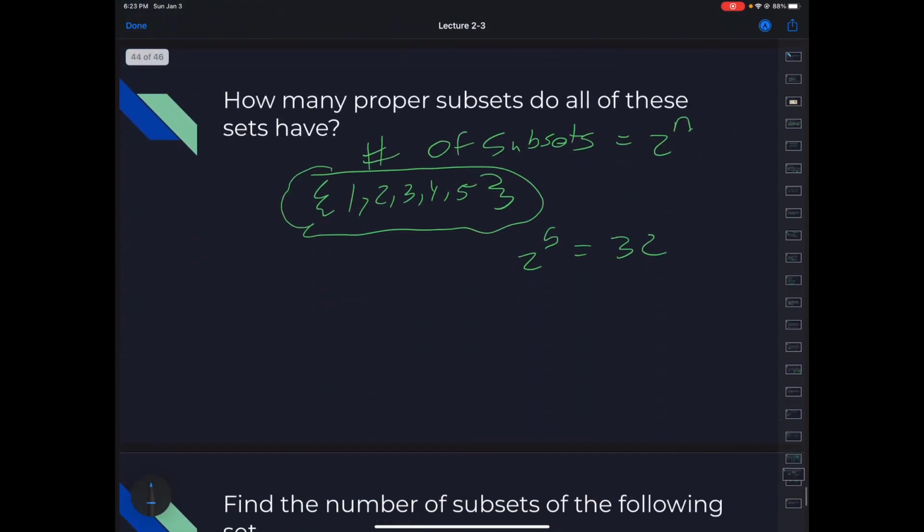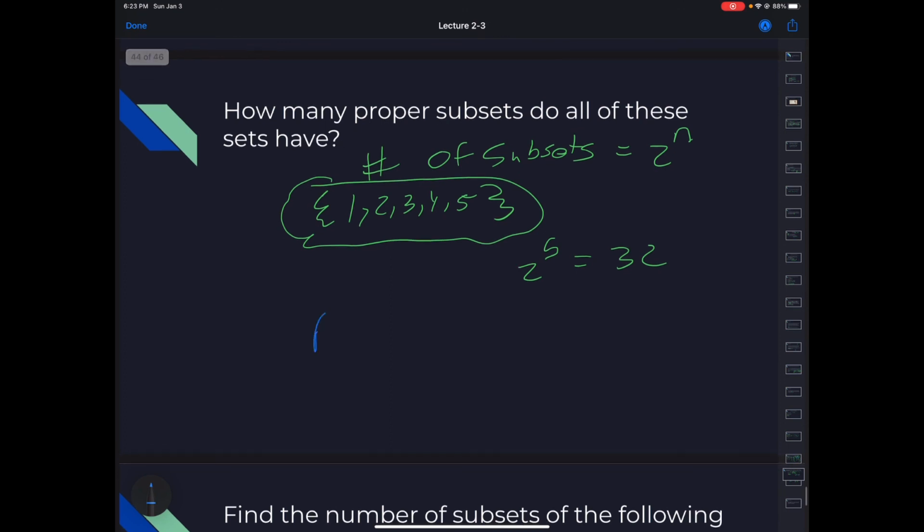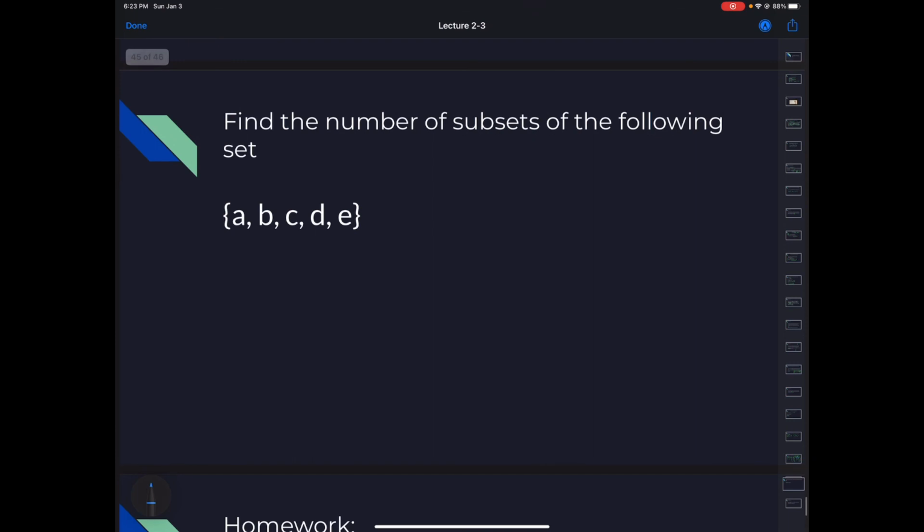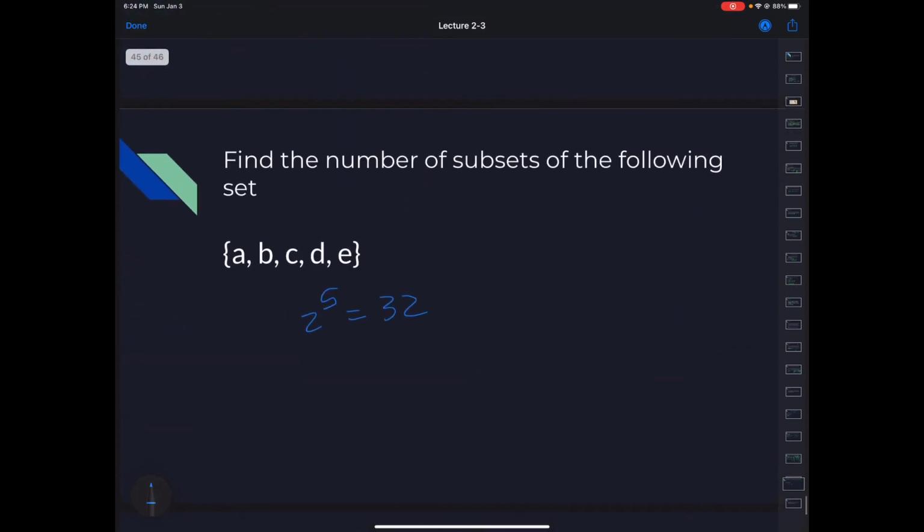So in the end, how many proper subsets do they all have? The number of proper subsets is just going to be 2 to the n minus 1. Just taking away the subset that represents the total number of sets. So for example, if you took a minute to find the number of subsets here, you would notice we have 5 elements. So we would have 2 to the 5th subsets, or 32 of them. And then we'll skip that line.